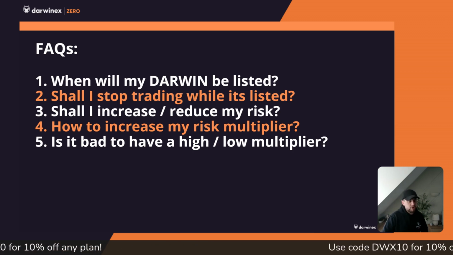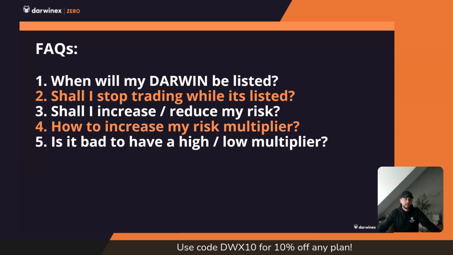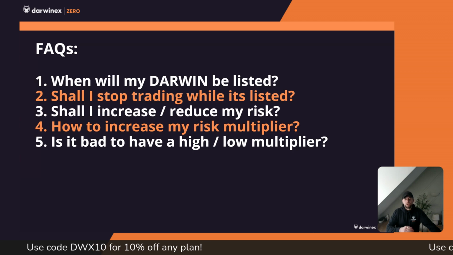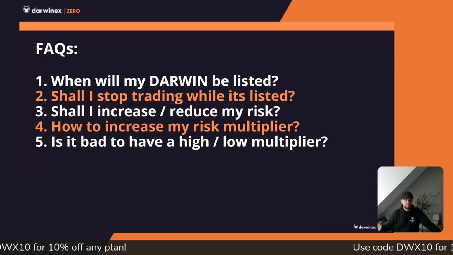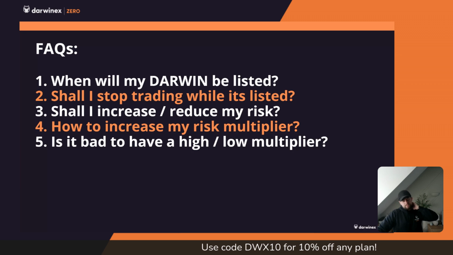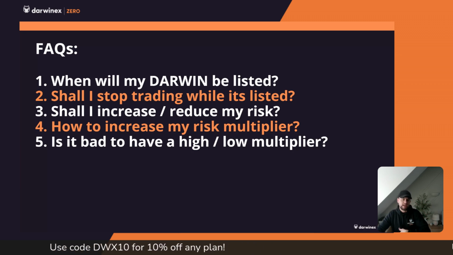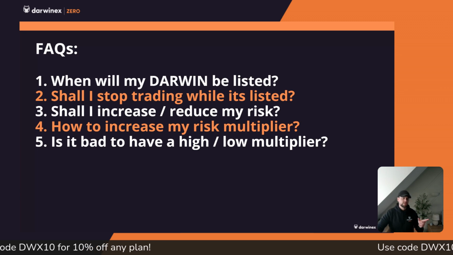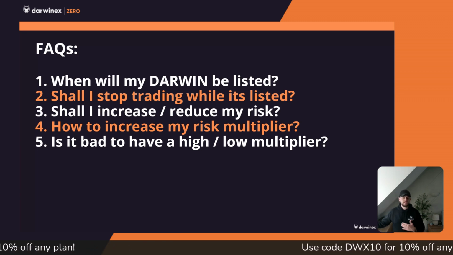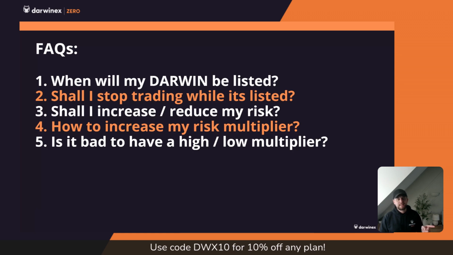Number two, should I stop trading while it's being listed? There's absolutely no reason to ever stop trading your account. Whilst it's being listed, any trades that you do take are going to be included anyway. So carry on trading during that period. For example, if you finish the calibration phase on a Monday and it's not created till the Monday after, just keep trading for that week, because anything that you take is also going to be risk adjusted and counted in your Darwin anyway.